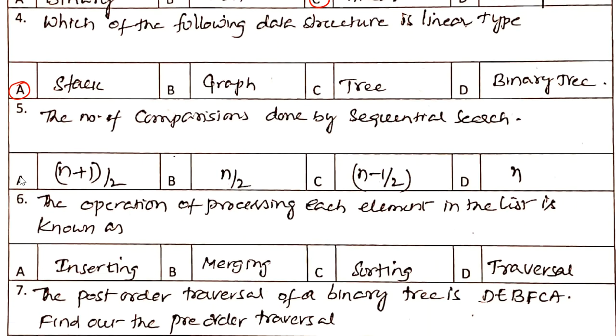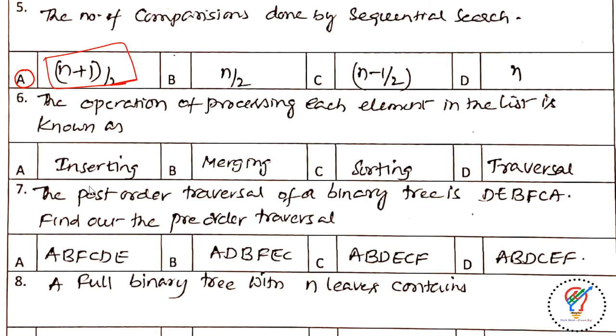Next one, the number of comparisons done by sequential search. The options are n plus 1 by 2, n by 2, n minus 1 by 2, n. The correct answer is n plus 1 by 2 here. Okay, next one, the operation of processing each element in the list is known as: inserting, merging, sorting, traversal. The correct option is traversal.